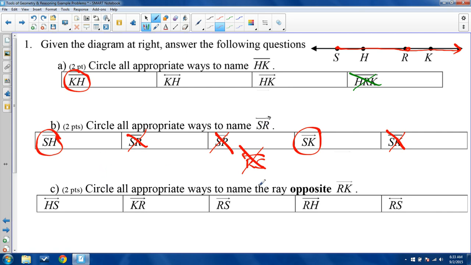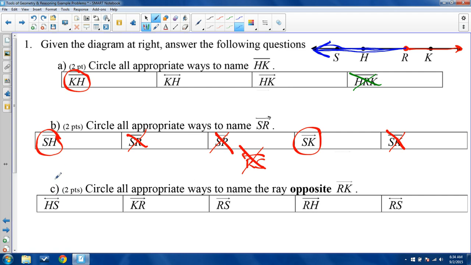C, circle all appropriate ways to name the ray opposite RK. So there's a term called opposite rays, and what opposite rays means is that if you have one ray go in one direction, let's say RK, like so, an opposite ray would be a ray with the same endpoint going in the opposite direction, meaning these rays end up being collinear. So I'm going to refer to the blue here. This is the ray that's opposite RK. Ray RK and ray blank blank R something are our opposite rays.